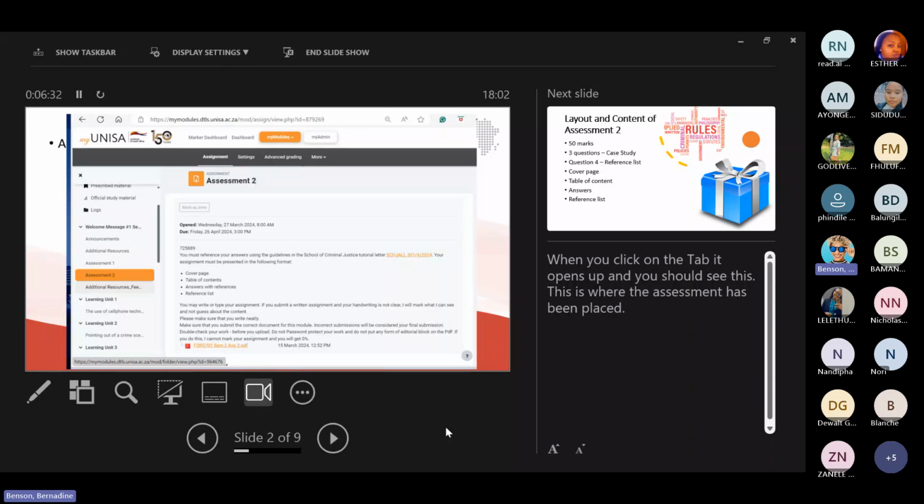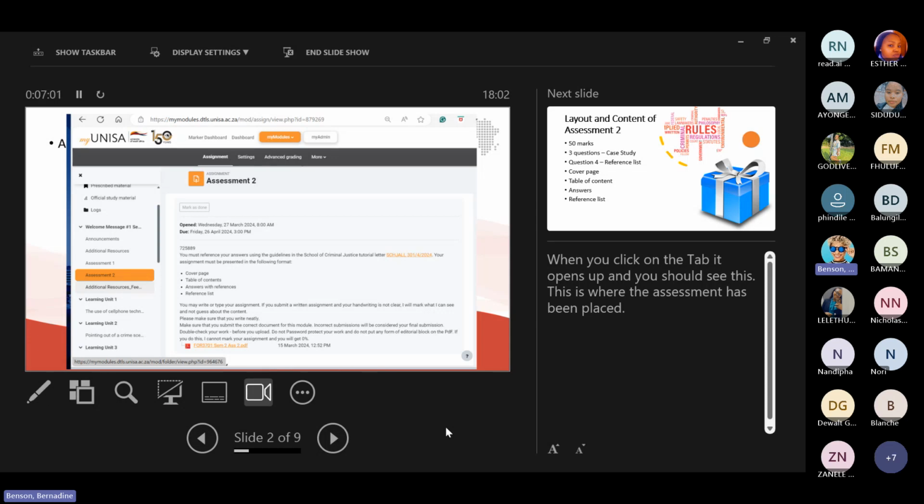So where did you access assignment 2? You accessed assignment 2 via your module site. Although the due date showed the 26th of April, as many of you know, the university did give a bit of an extension. So the due date there is not a true reflection of when your assignments had to come in.